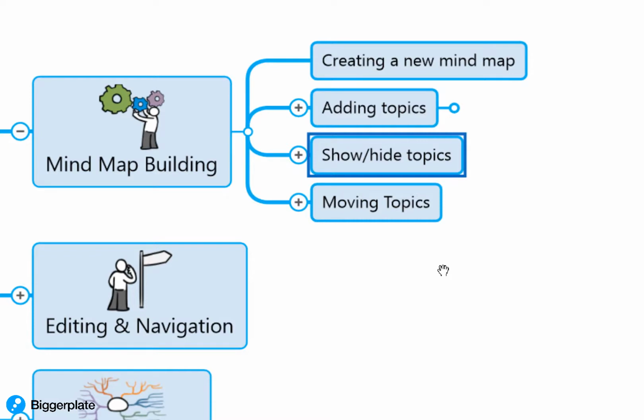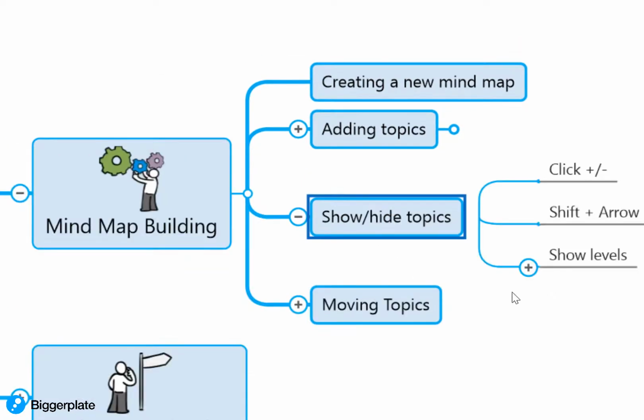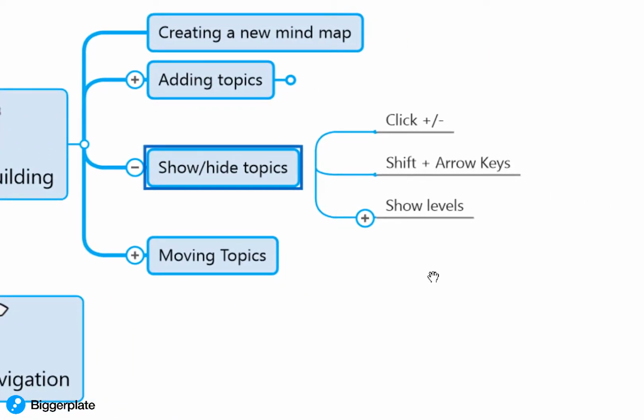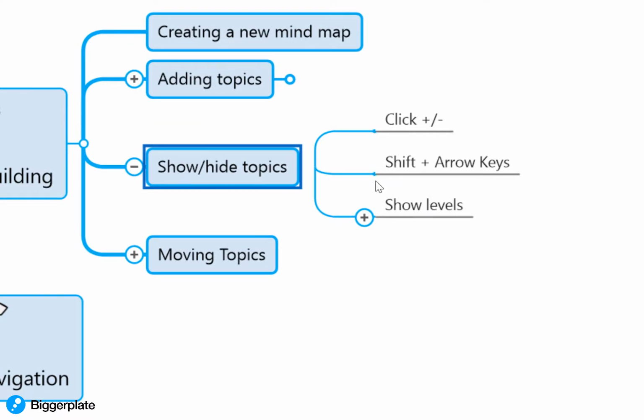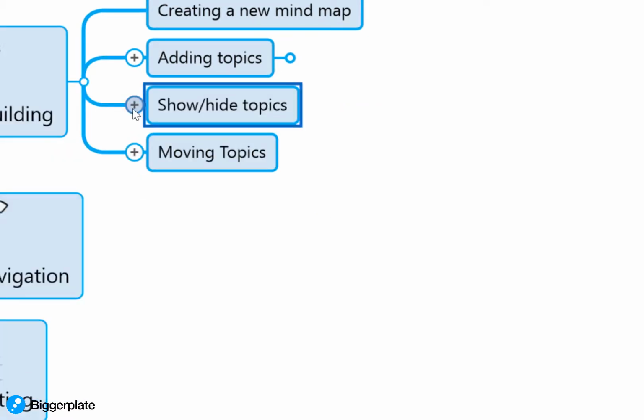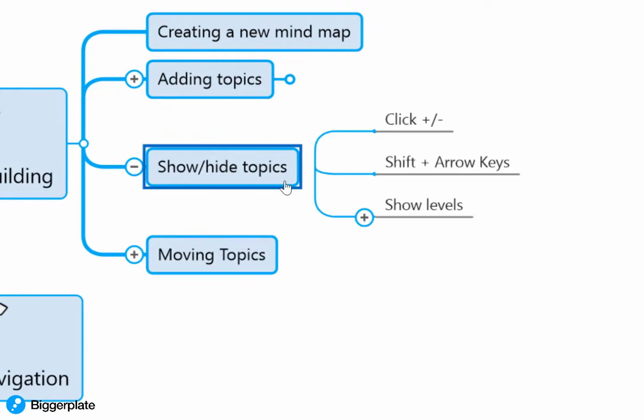Once you've started to build out a little bit more of a mind map, you may at times want to show or hide certain topics or sections in your mind map. Now you'll see within MindGenius there are lots of these little plus or minus symbols, and that's the quickest and easiest way to hide information. So by clicking that minus, it just collapses or hides everything from that topic beneath. Similarly, you can also click the plus icon to expand whatever's beneath.